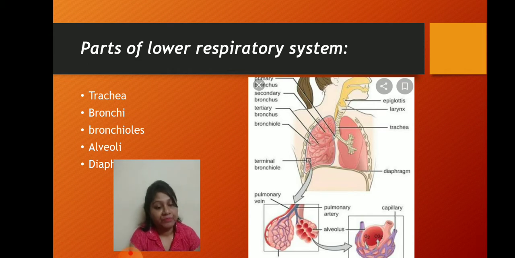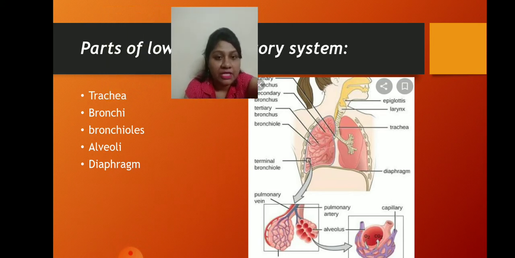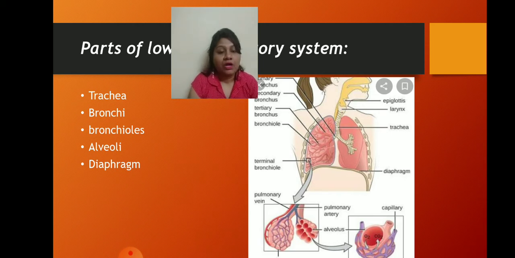B-R-O-N-C-H-I, bronchi. Bronchi divides into the bronchioles. See the spelling here, B-R-O-N-C-H-I-O-L-E-S, bronchioles. At the end of the bronchioles, there are alveoli. A-L-V-E-O-L-I, alveoli. It is in the lungs. Okay, and finally there is the diaphragm.